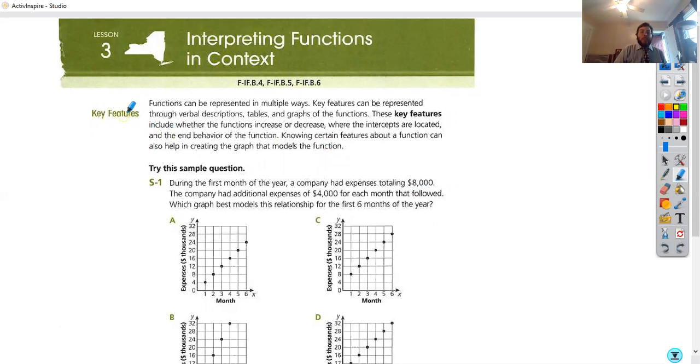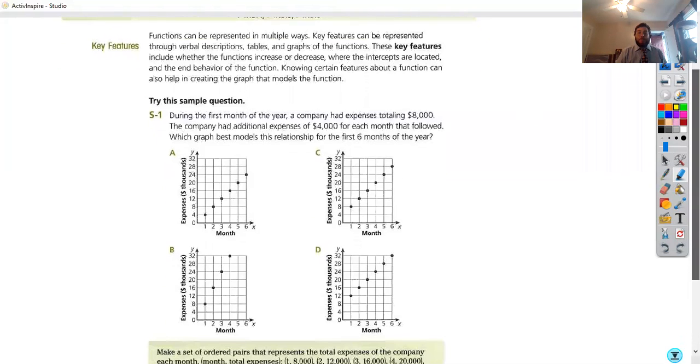So key features here says functions can be represented in multiple ways. Key features can be represented through verbal descriptions, tables, and graphs of functions. These key features include whether the functions increase or decrease, where the intercepts are located, and the end behavior of the function. Knowing certain features about a function can also help in creating the graph that models that function. So we're going to take a look at this sample question here.